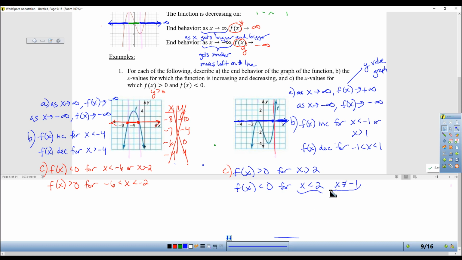Or if you really want to get ready for some higher level math, you will be doing it this way in the future. You would say for x is less than negative 1 or from negative 1 to 2. This would be technically the correct answer. But like I said, I'm not going to give you one where I throw in a little tiny point where it's actually equal to 0 just to mess you up. Basically, I want you to understand how to express things in terms of x.